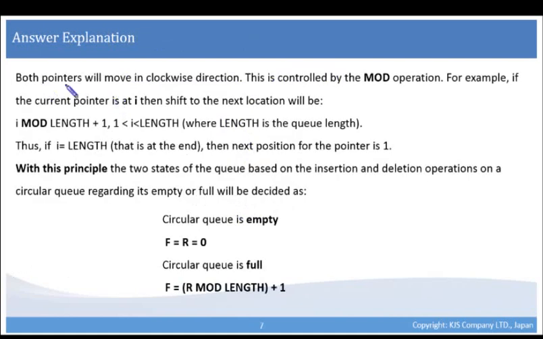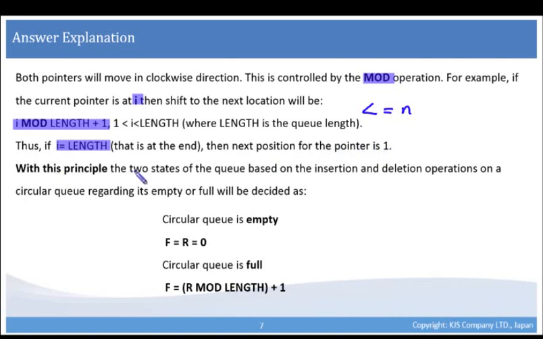Okay, so here both pointers will move in a clockwise direction. This is controlled by the mod operation. For example, if the current pointer is at i, then the shift to the next location will be i mod length plus 1. So that's our step to the next location. And i always has to be between 1 and length, where length is equal to n in our example. Thus, if i equals length, we're at the end of our array, so the next position for the pointer is going to be 1.